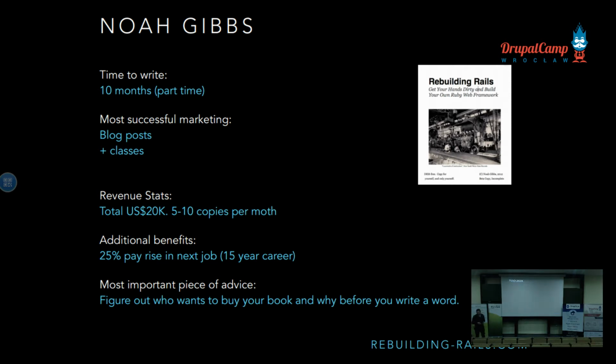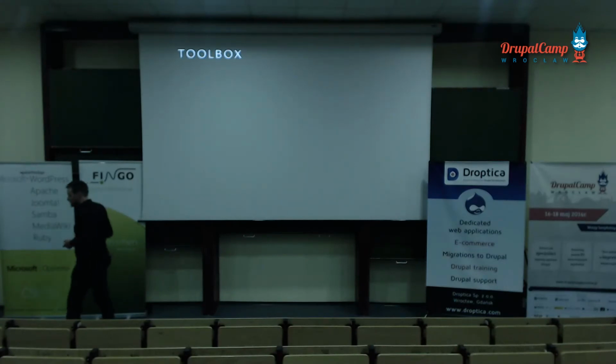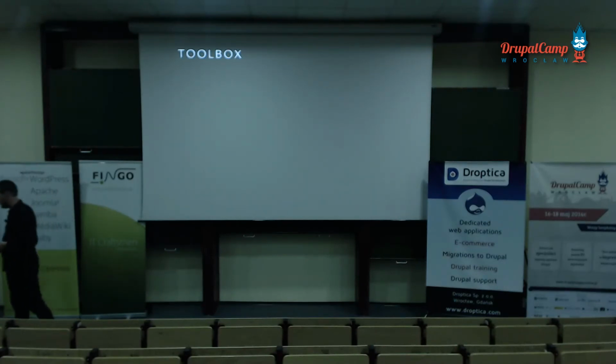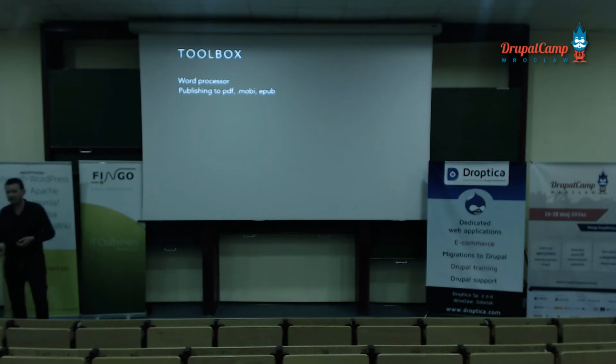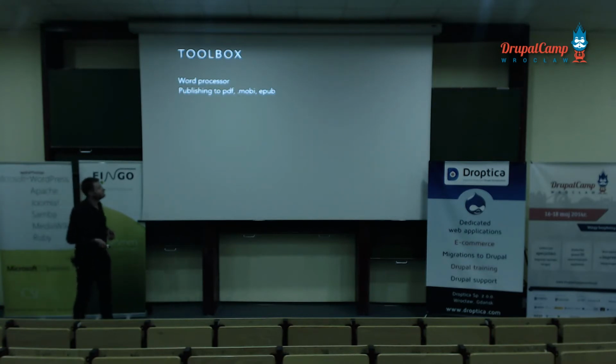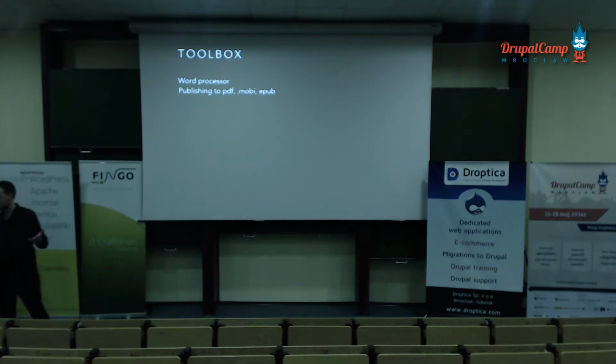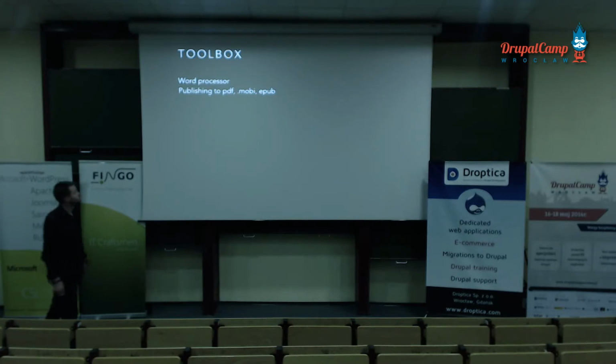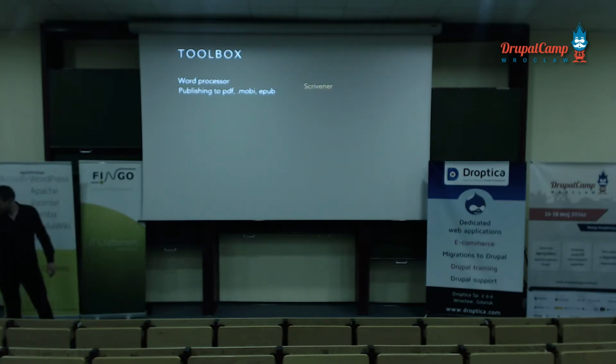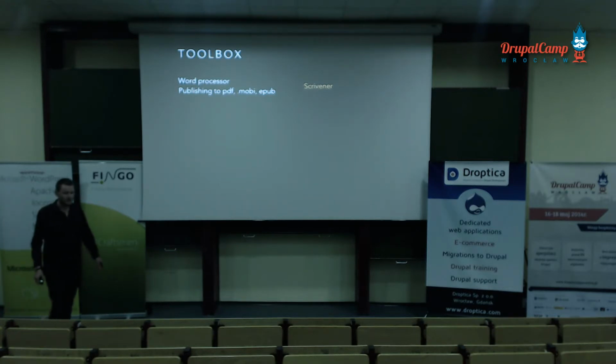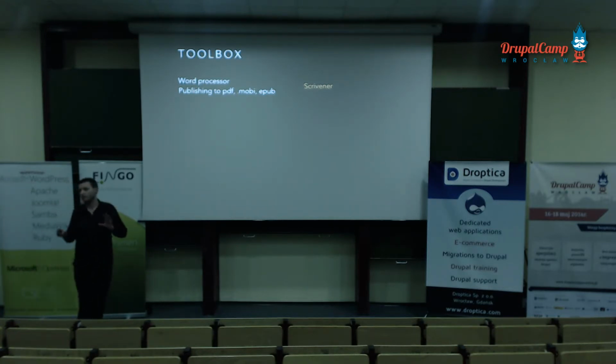Okay, so we need to talk about the tools that you need to write and publish your book. First thing you need a word processor. You might use Word, you might use Pages, you might use OpenOffice. I used Scrivener, which is a wonderful piece of software. It's built for book authors.